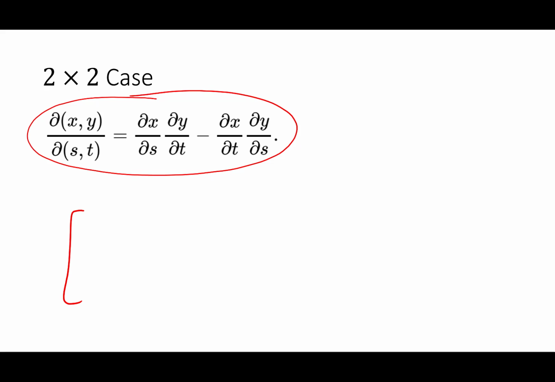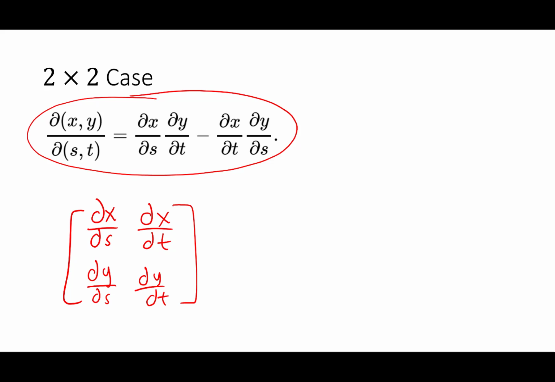Okay. So the Jacobian can be thought of as the determinant of this matrix. The first row, we're taking all possible partials of x. So dx ds, dx dt. And in the second row, we're taking every possible partial of y. So dy ds, dy dt. And then the determinant of a 2x2 matrix is you just multiply the diagonals and subtract.